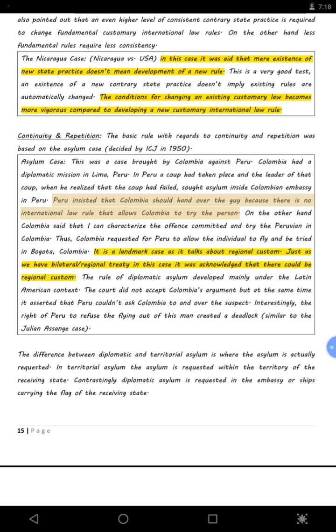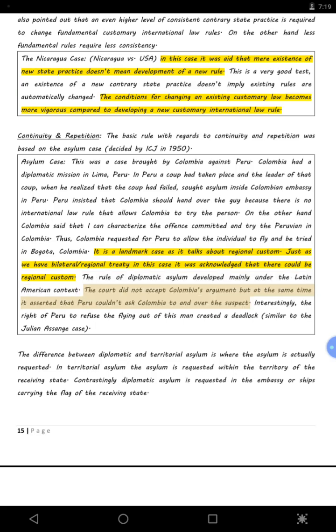Peru insisted that Colombia should hand over the man because there is no international law rule that allows Colombia to try the person. On the other hand, Colombia said that it can characterize the offense committed and try the Peruvian in Colombia. Thus, Colombia requested Peru to allow the individual to fly and be tried in Bogotá, Colombia. It is a landmark case as it talks about regional custom. Just as we have bilateral and regional treaties, in this case it was acknowledged that there could be regional custom. The rule of diplomatic asylum developed mainly under the Latin American context.